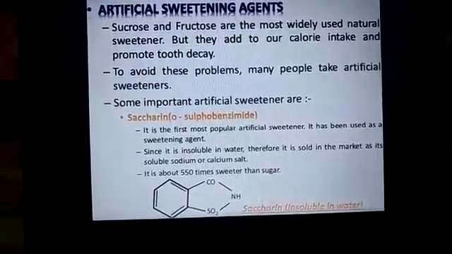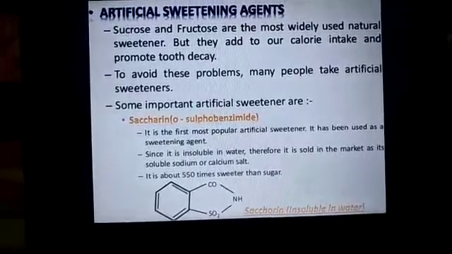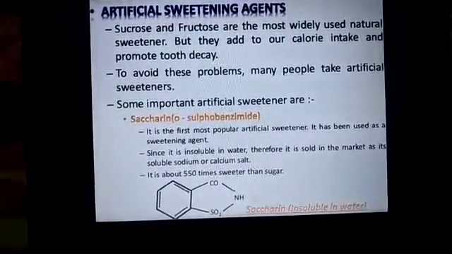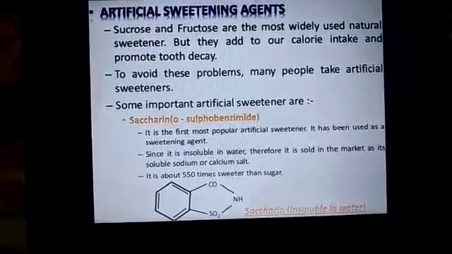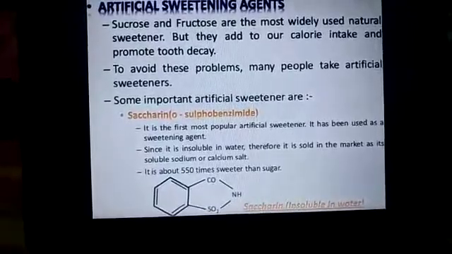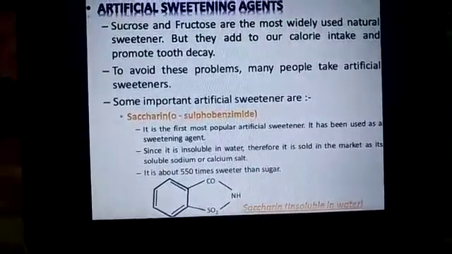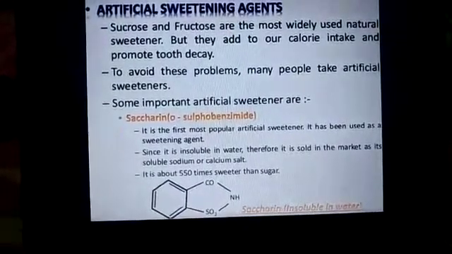saccharin, which is known as ortho-sulfobenzimide. It is the first most popular artificial sweetener. It has been used as a sweetening agent. Since it is insoluble in water, it is sold in the market as its soluble sodium or calcium salts. It is about 550 times sweeter than sugar.